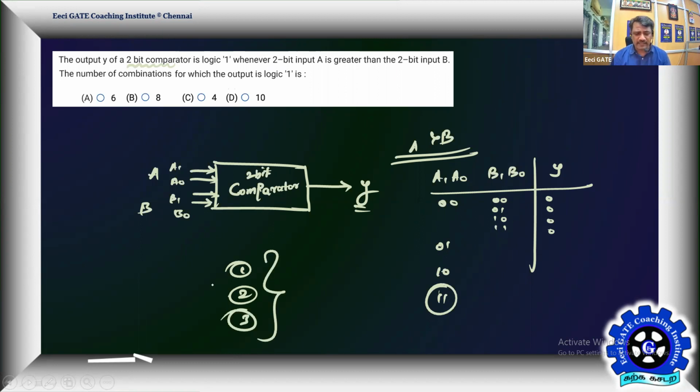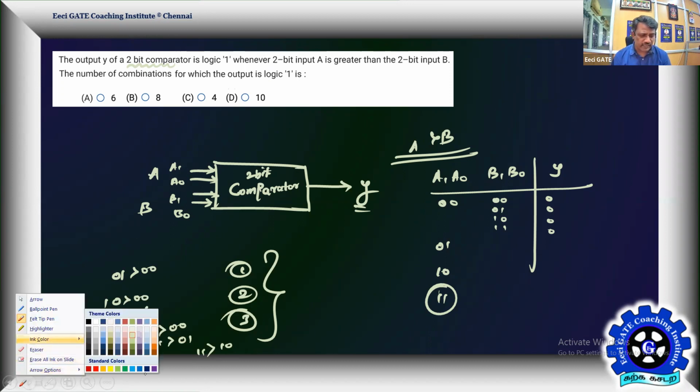So these combinations, what are they? 0, 1 will be greater than 0, 0. 1, 0 will be greater than 0, 0, and 1, 0 will be greater than 0, 1. Then 1, 1 will be greater than 0, 0, 1, 1 will be greater than 0, 1, and 1, 1 will be greater than 1, 0. Only these will make the output logic 1, which means total 1 plus 2 plus 3. It is going to be 6 combinations.